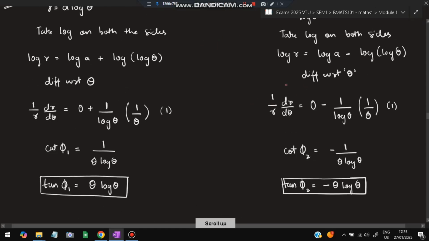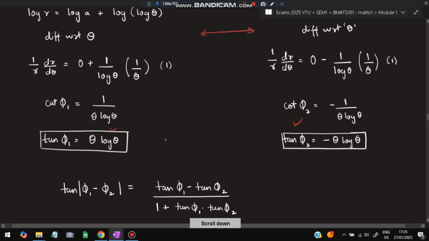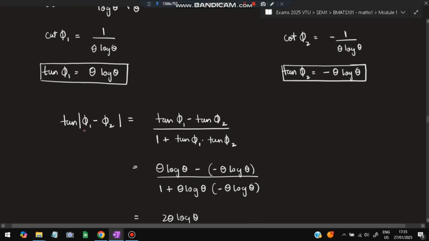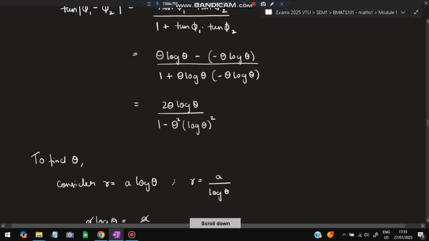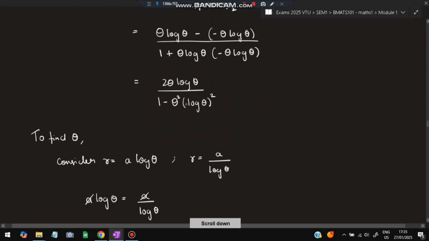The first step is to take log on both the sides and find out the tan phi 1 and tan phi 2. After you have done that, you'll be applying this formula. Tan of phi 1 minus phi 2 is equal to tan phi 1 minus tan phi 2 divided by 1 plus tan phi 1 into tan phi 2. Tan phi 1 and tan phi 2 values we have, will be substituted in all of these places, and then simplified. After we simplify, we will be obtaining an equation similar to this one. So in this question, this is the equation which we will be approaching. In other questions, a similar equation will be coming.